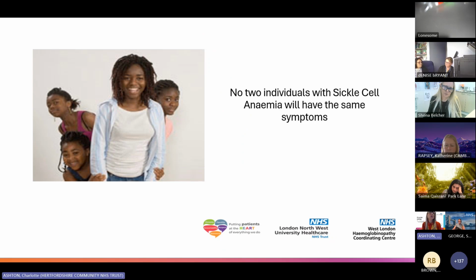No two individuals with sickle cell anaemia will have the same symptoms. We have families where more than one child has a sickle cell condition, and it's likely they will present with very different symptoms. I have one family where there are 3 boys. One is in hospital regularly, and the middle son, you wouldn't even know he has sickle cell. The only thing that remains the same is that sickle cell is an unpredictable condition that can appear suddenly and vary in severity.